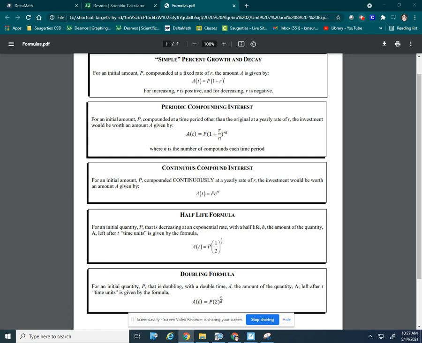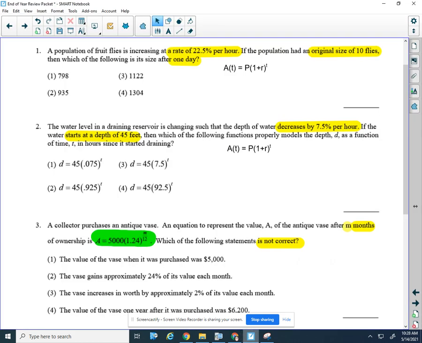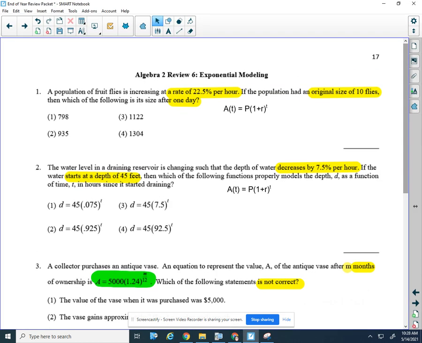Today we're working on exponential modeling. This is Algebra 2, review number 6, and you should be on page 17 in your packet. This page comes out of our Unit 7 and 8 packet. These are all of the different formulas that you should be comfortable working with. So now let's go take a look at our current packet.